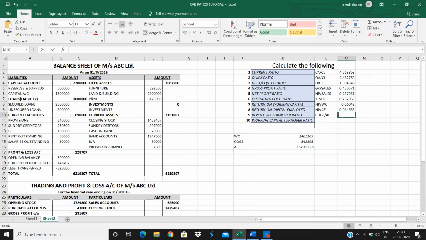Now inventory turnover ratio, cost of goods sold divided by average inventory and enter. Now working capital turnover ratio is net sales divided by working capital. So the net sales is here divided by working capital and enter.